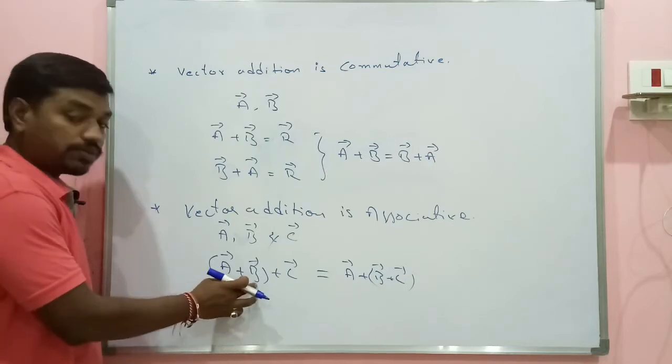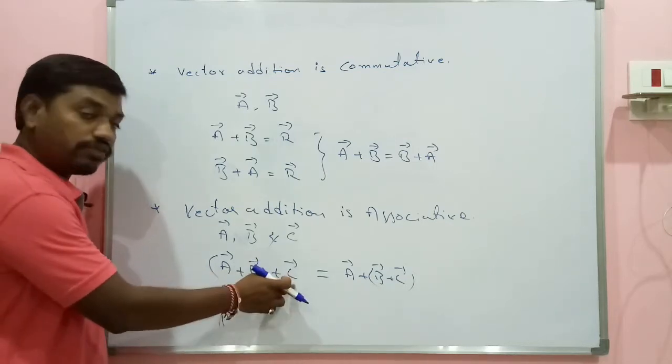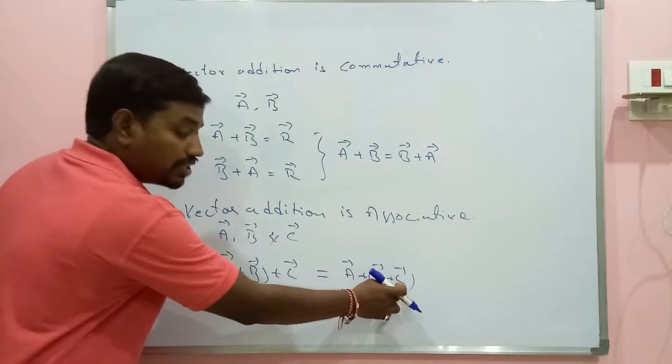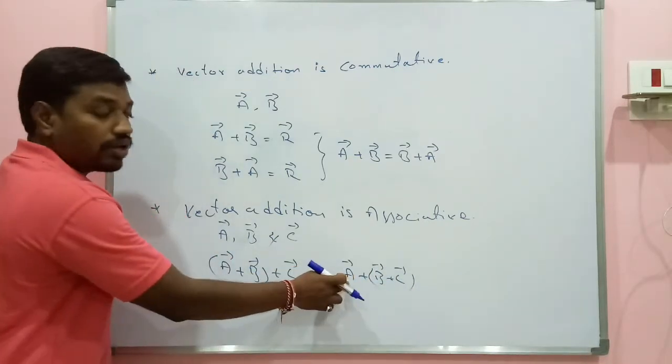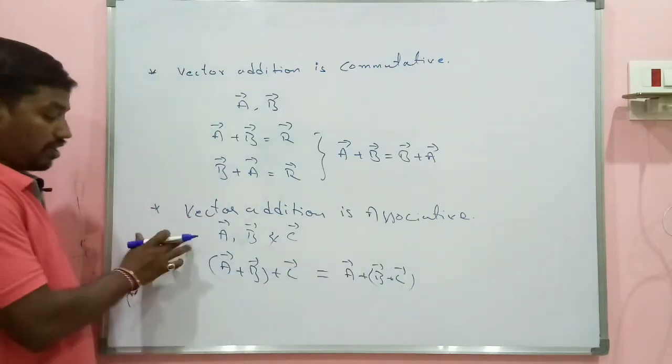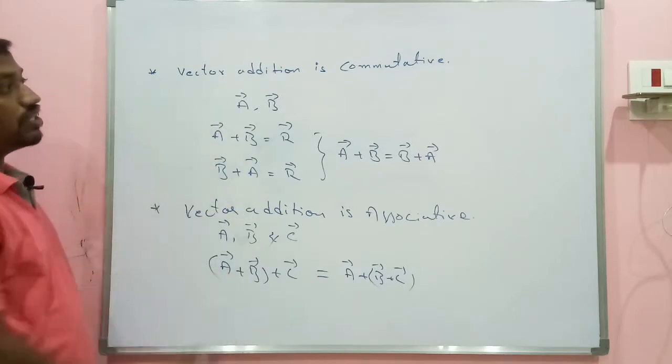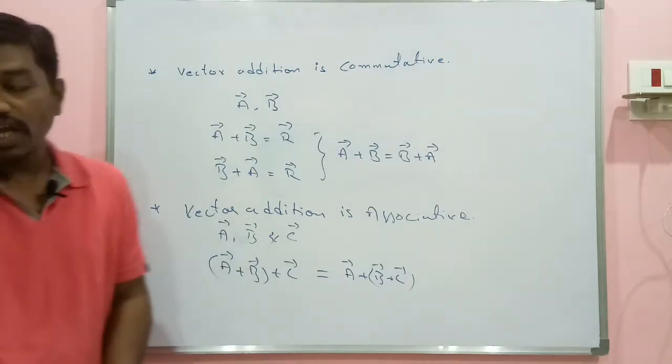Again, A plus B vector, the resultant is added to C, will get one answer. B plus C, the resultant is added again to A, you will be getting the same answer. So vector addition is commutative as well as vector addition is associative.